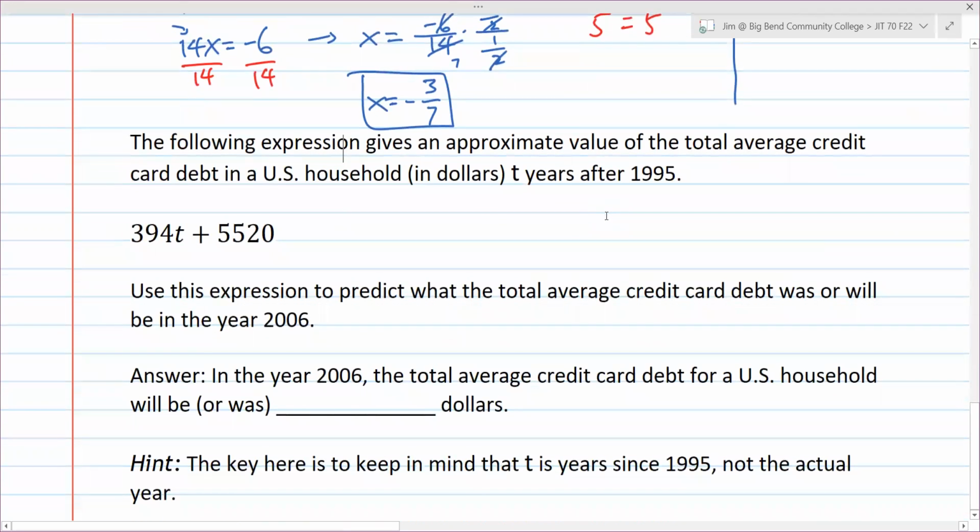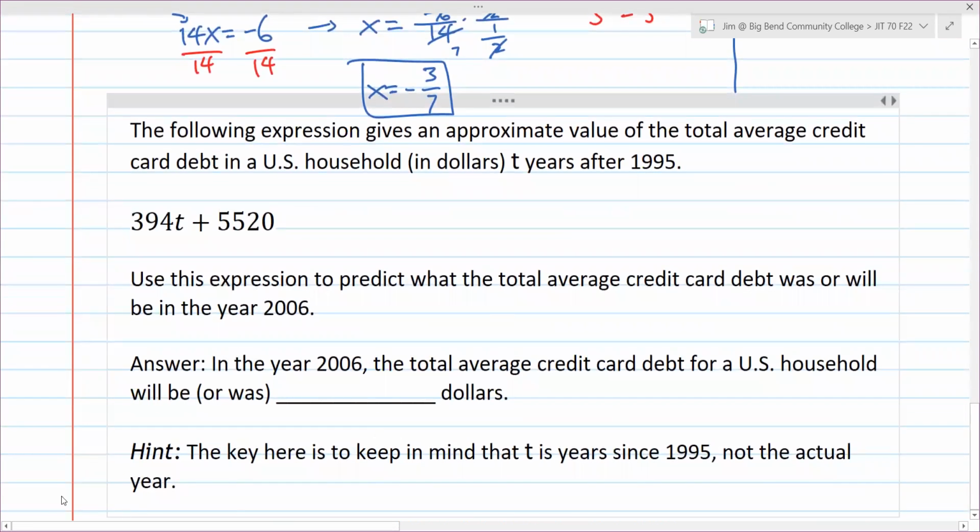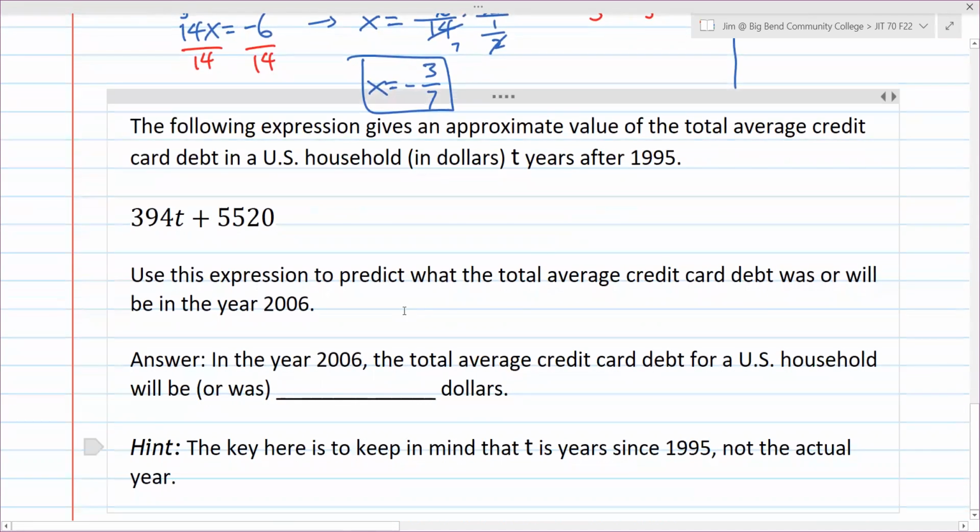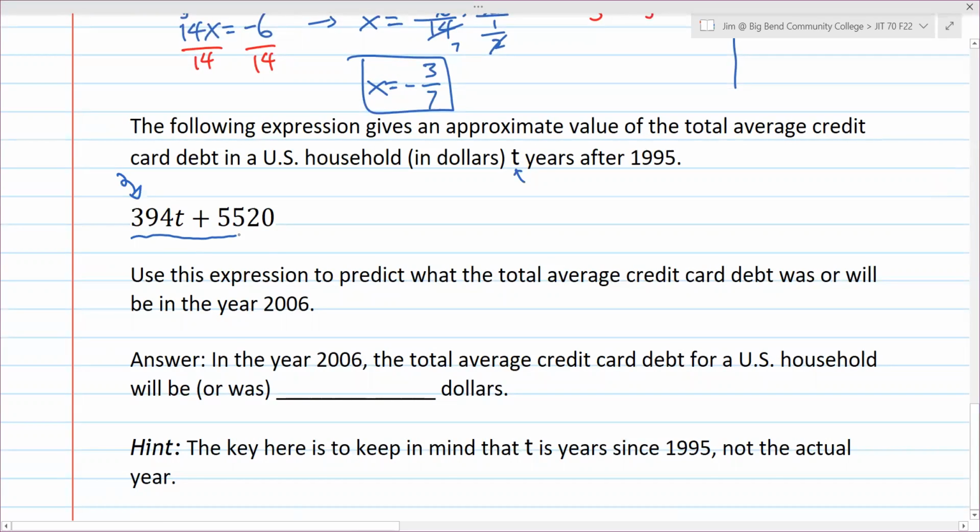Last question, last example. Now let's go over an application in finance. The following expression gives an approximate value of the total average credit card debt in a US household T years after 1995. Again, T is a variable, and that is a number we're trying to figure out. So this is the function. Yes, we're having a problem of function. The function is showing you that your calculated result depends on the T you plug in.